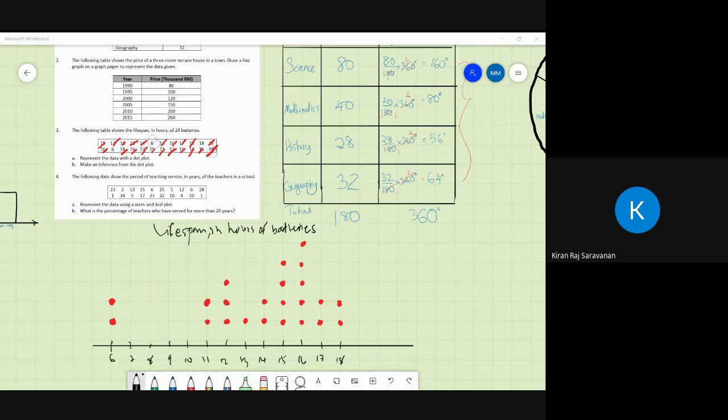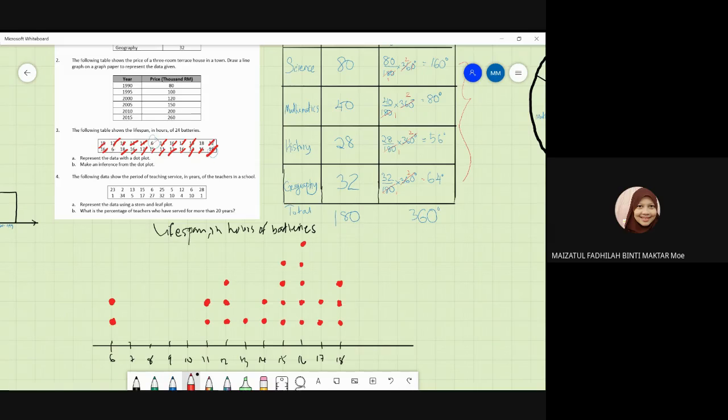Teacher, 18 got 3 dots, teacher. Teacher, sorry, I can't understand the inference one. The inference one, you just summarize what you can see from the picture. You can say, alright, most of the batteries, the lifespan is between, like that. Okay, that's all, very simple one. Okay, 18 has 3, maybe I missed it. Yes, 3. So 18 has 3. Alright, so 18 has 3.